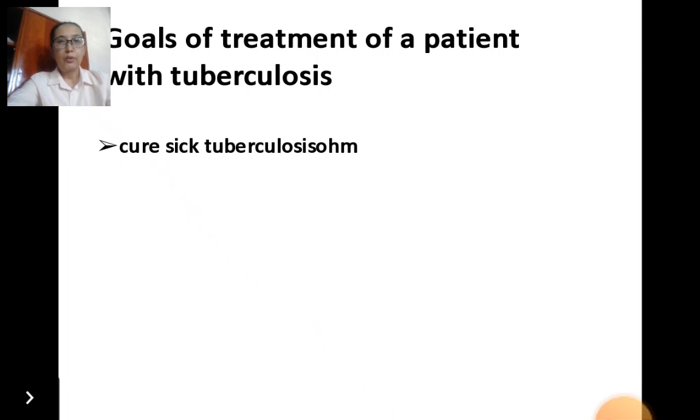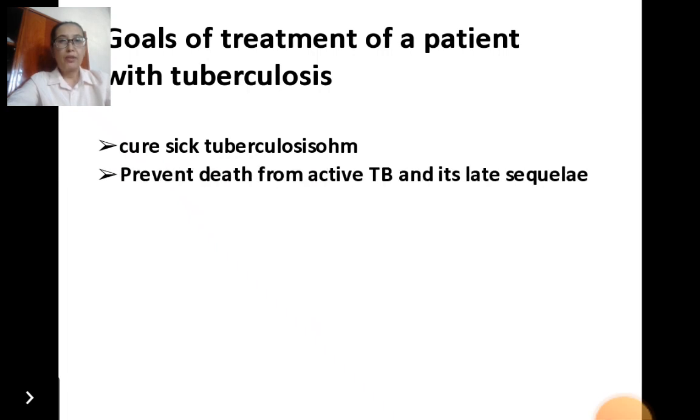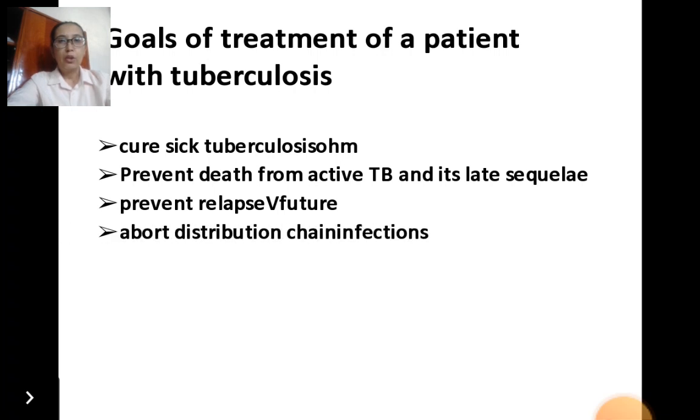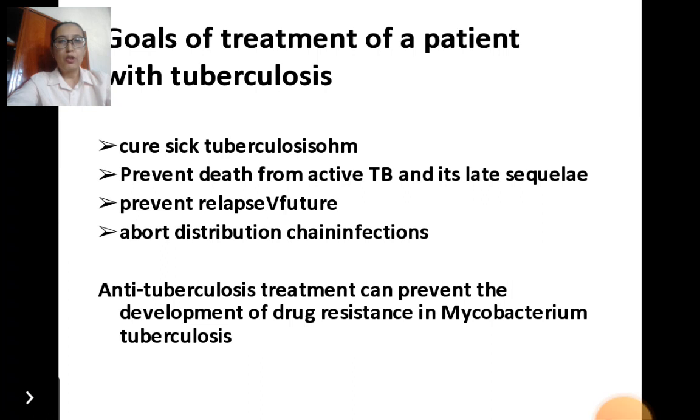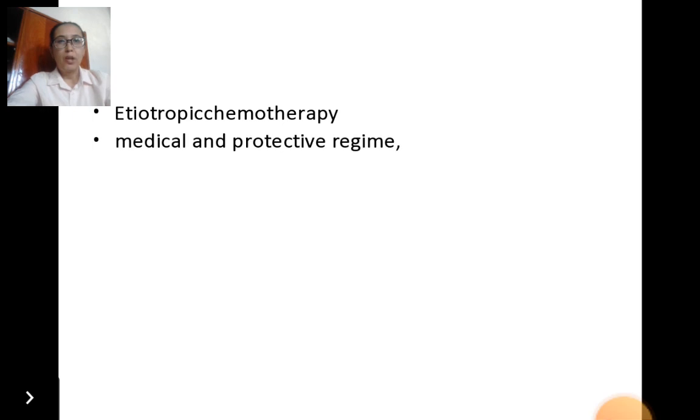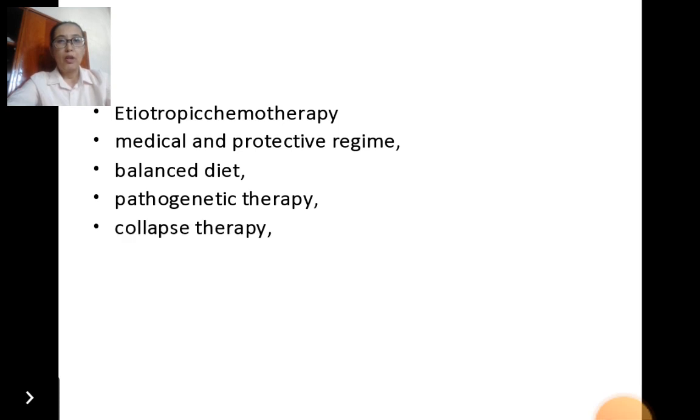cure the patient with tuberculosis, prevent death from active tuberculosis and its late sequels, prevent relapse in future, abort distribution chain of infection, and anti-tuberculosis treatment can prevent the development of drug resistance in Mycobacterium tuberculosis. There are etiotropic chemotherapy, medical and protective regime, balanced diet, pathogenetic therapy, collapse therapy, operational and spa treatment.